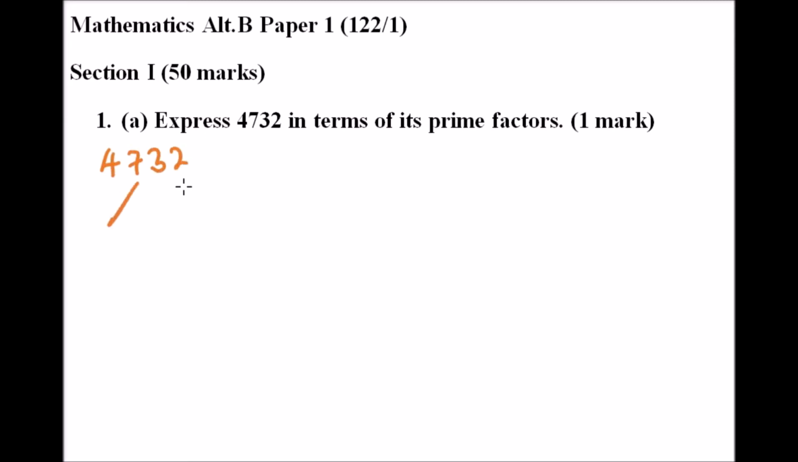4732 we can divide by 2. This will give us 2,366. Again, we can divide by 2, and we will be able to get 1,183. That is not divisible by 2, so we try 3. This will give us 3 remainder 2. Dividing by 3, we get 9 remainder 1.